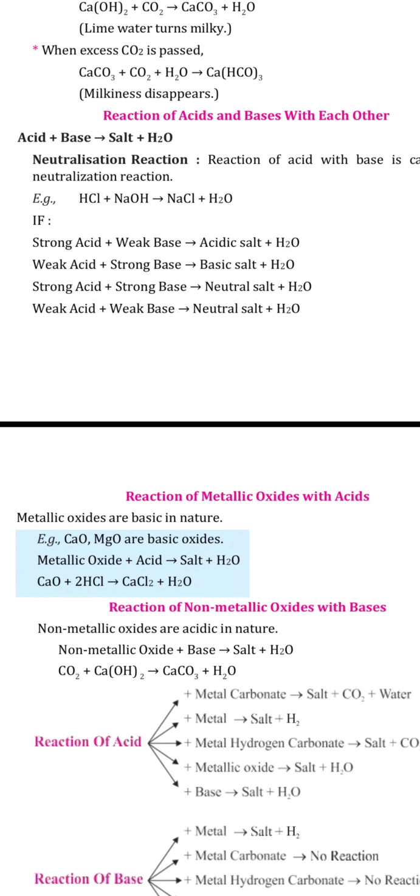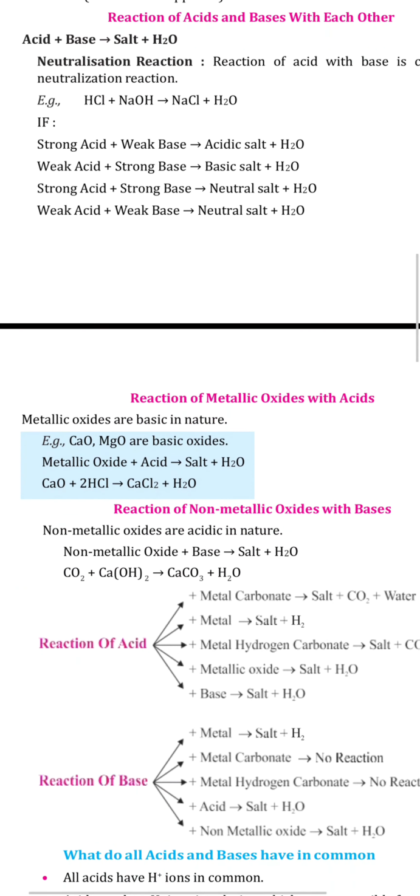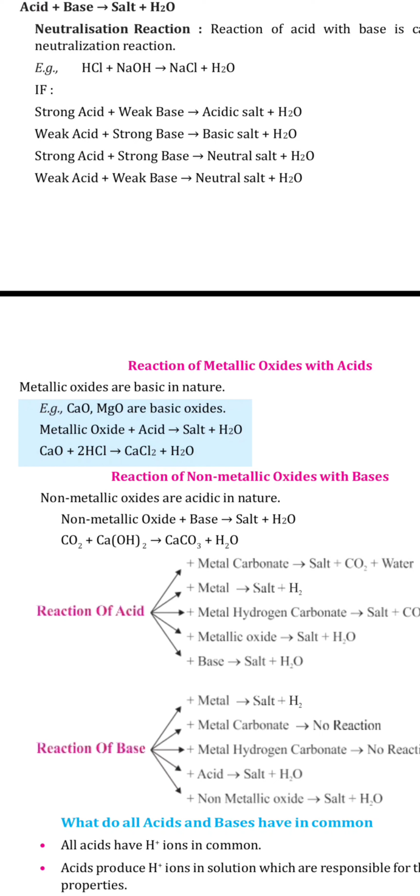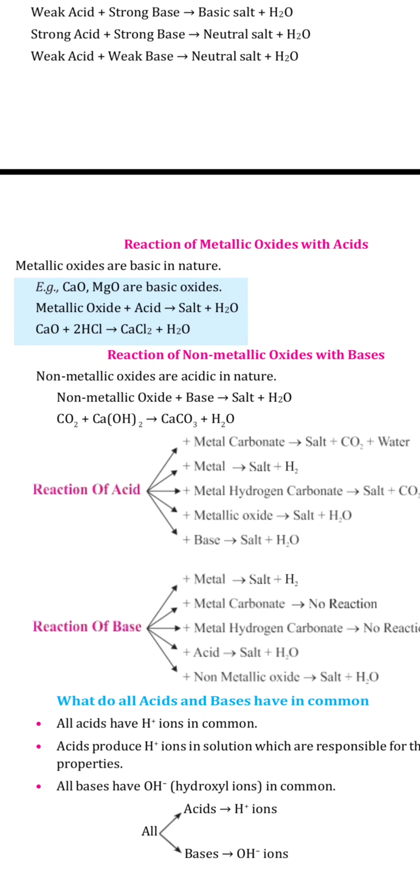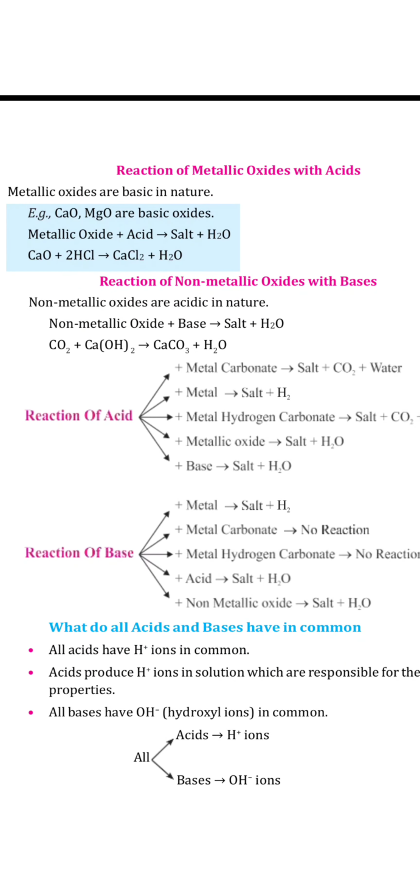Reaction of acids: metal carbonate plus acid gives salt plus CO2 plus water. We get different types of metallic salts and hydrogen and water or other gases. Reaction of bases: same reactions are going on in bases, but bases cannot react with metal carbonate and metal hydrogen carbonate. What do all acids and bases have in common? All acids have H positive ions in common while bases have OH negative ions in common.